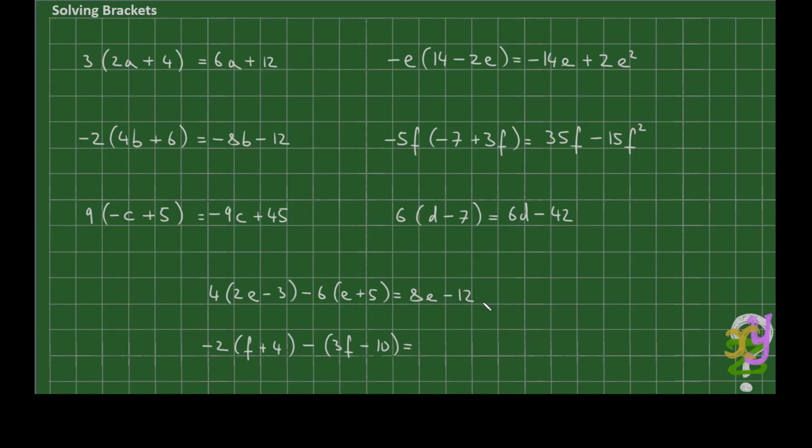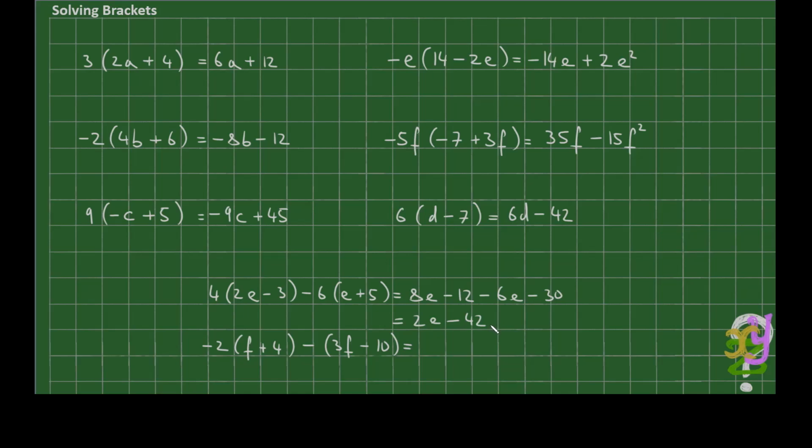What do I have in front of the next bracket? Well, I have a negative 6. So negative 6 multiplied by e is negative 6e. Negative 6 multiplied by 5 is negative 30. And now I can group the like terms. 8e minus 6e will give me 2e. Negative 12 minus 30 will give me negative 42.